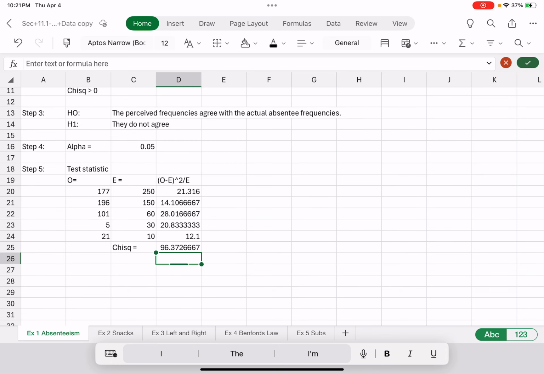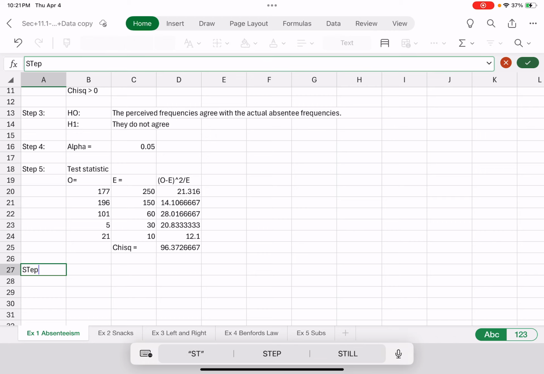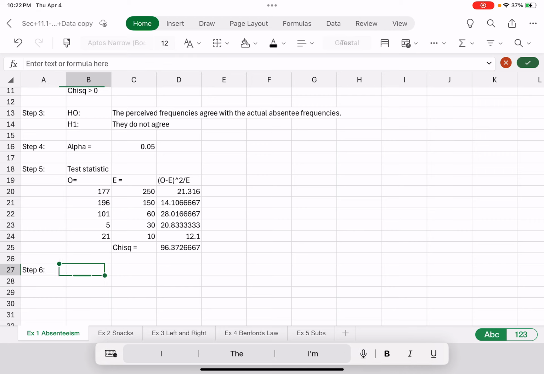There it is, 96.37, which is enormous, just enormous. So these are wildly off. Okay, but anyway, let's just carry on for demonstration's sake.